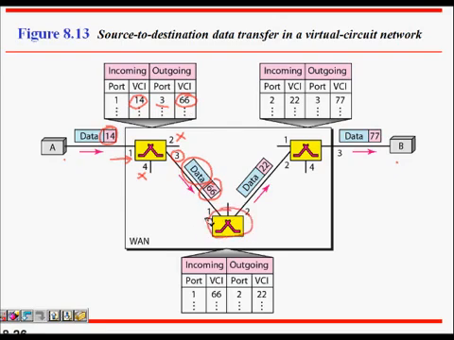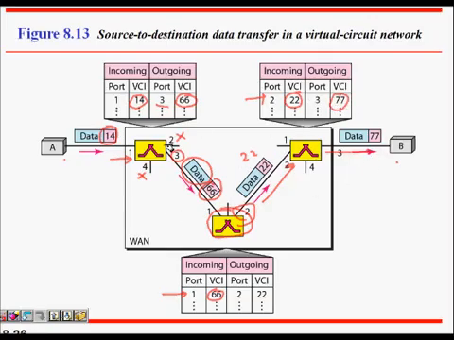Now it comes to this particular switch, and it will look at port 1. Okay, I'm at port 1, VCI is 66, so where should I go? Port 2, and the VCI I should put is 22. Now this packet reaches here at port 2 and VCI 22. It should go to port 3 and VCI 77.